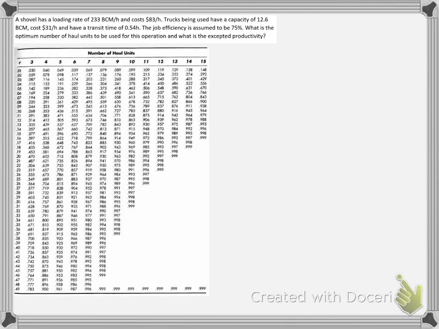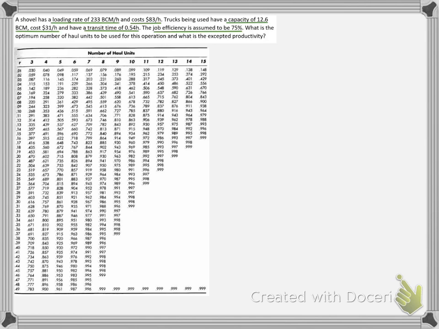I will use this exercise as an example of the application of queuing theory to stochastically model and design truck hauling operations. We are given a shovel excavator with a known loading productivity and hourly cost. We are also given the capacity, hourly cost, and transit time of the used trucks.